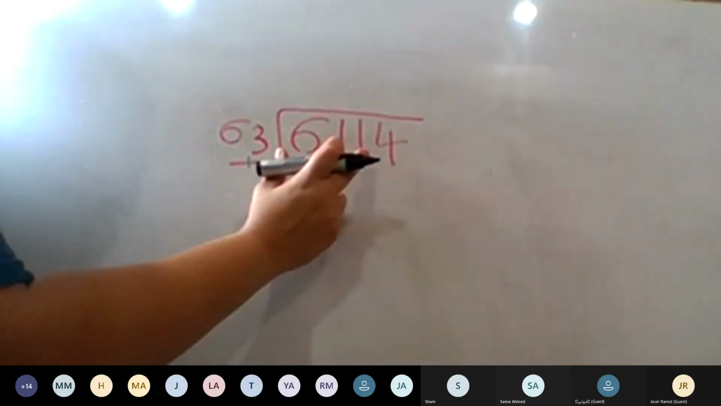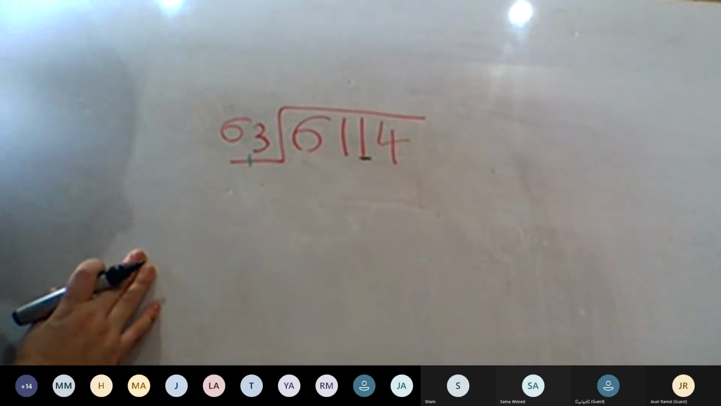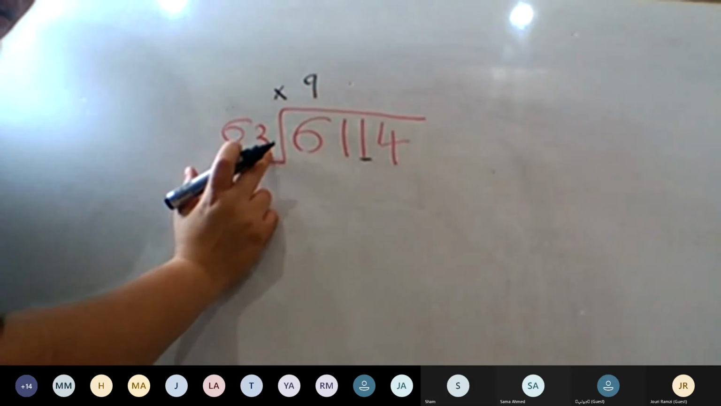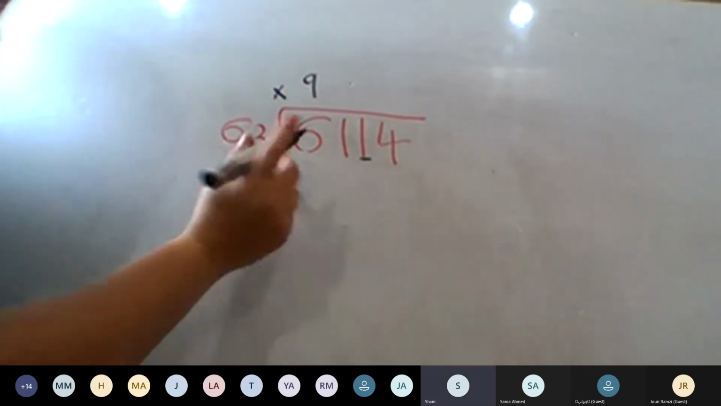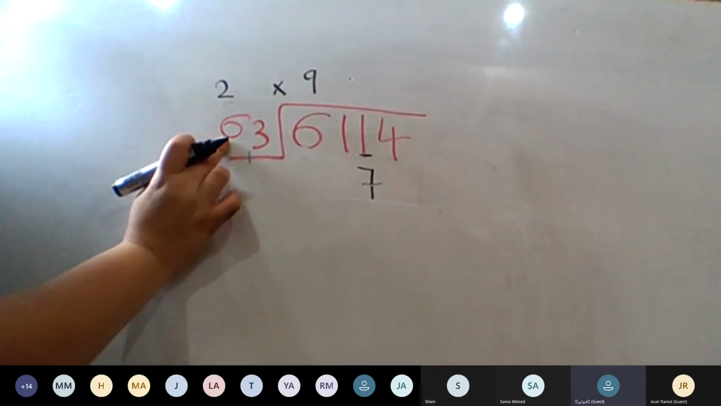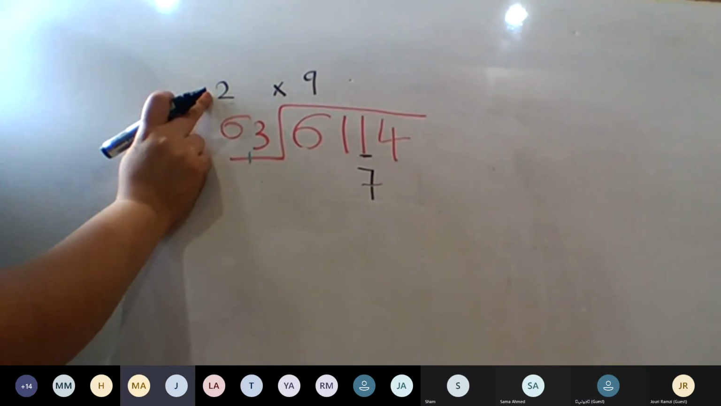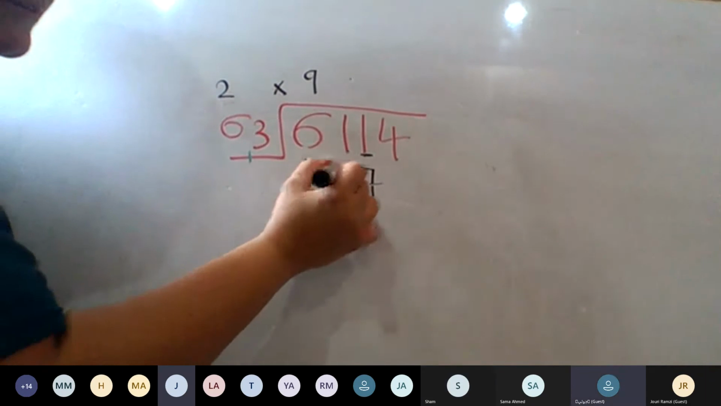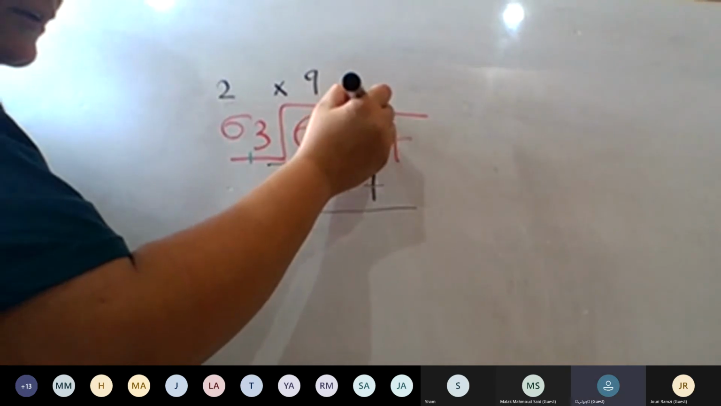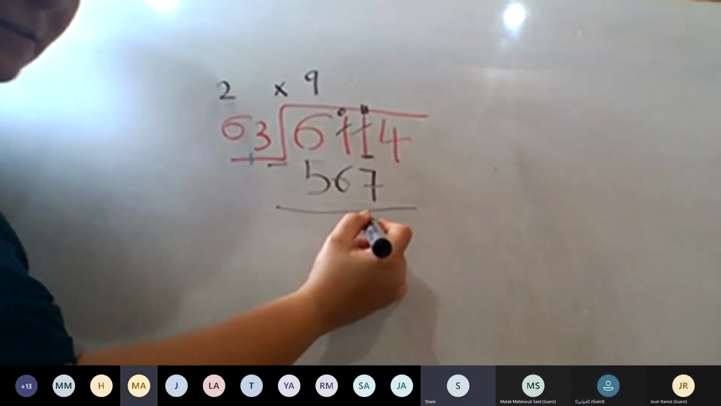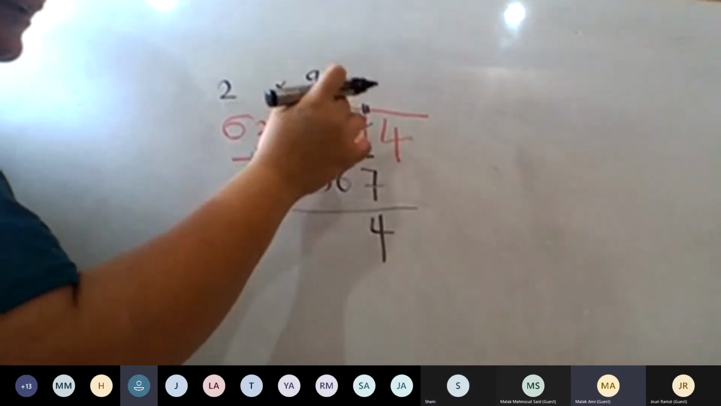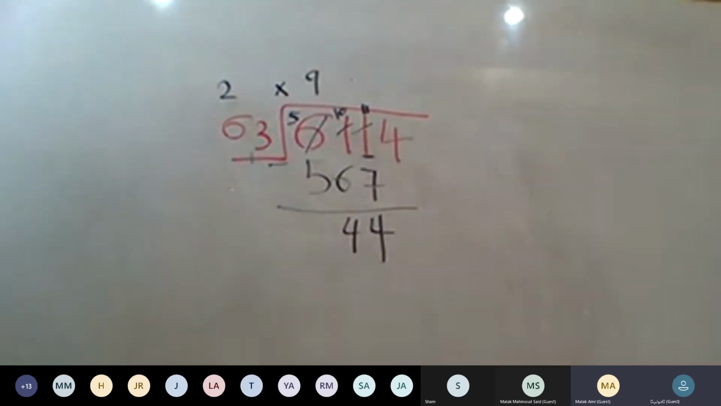Now, 611 by 63. Let's try number 9. 9 times 3 is 27. 9 times 6 is 54, plus 2 is 56. Then we subtract. 567. And here we have an 11. 11 minus 7 is 4. Take 1 from 6 and 6 will become 5. So the remainder here is 44.